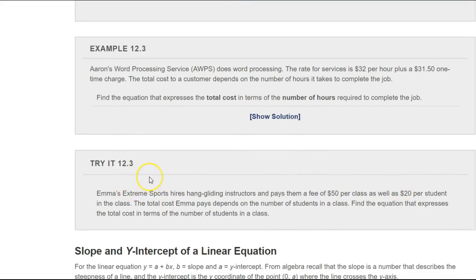Erin's word processing service does word processing. Its rate for services is $32 an hour plus $31.50, a one-time charge. The total cost to a customer depends on the number of hours it takes to complete the job. Let's find the equation that expresses the total cost in terms of number of hours.